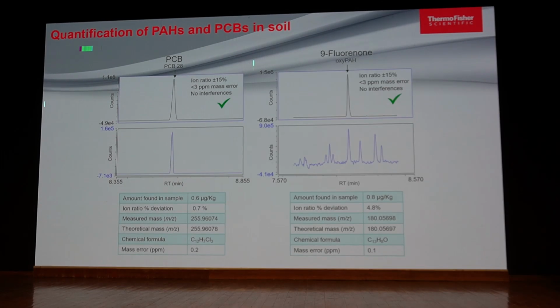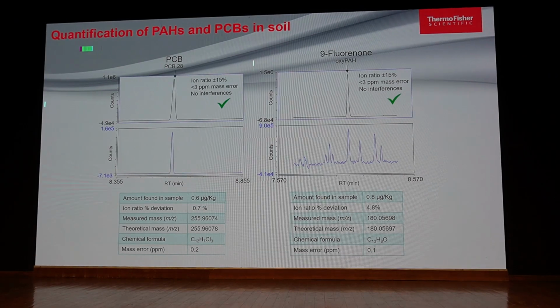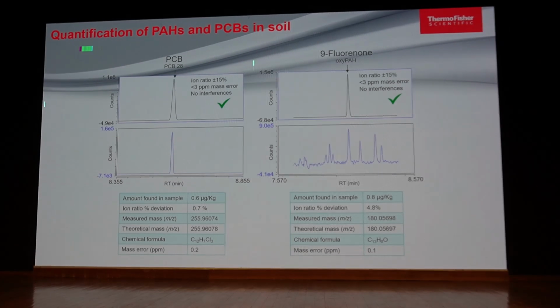Similarly, even though you have a trace level concentration of PAH as a metabolite, 9-fluorenone, you can see that you can match the ion ratio criteria of 15%, which is normally the criteria.